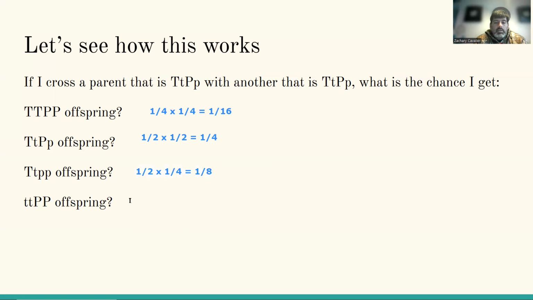Okay. And this last one, again, what if I had this outcome and that the homozygous recessive outcome with the homozygous dominant outcome? And that's going to be 1/4 times 1/4, or as we mentioned, 1 in 16.